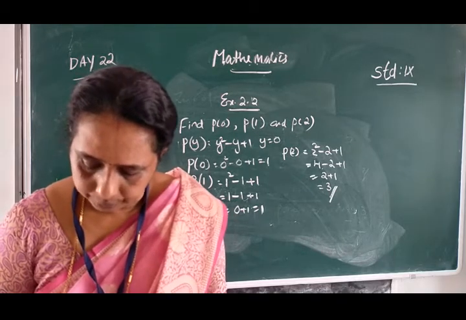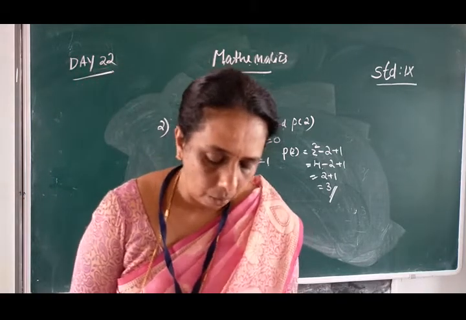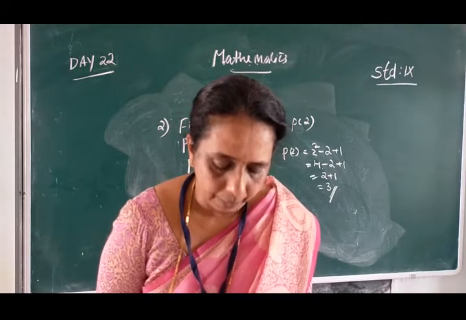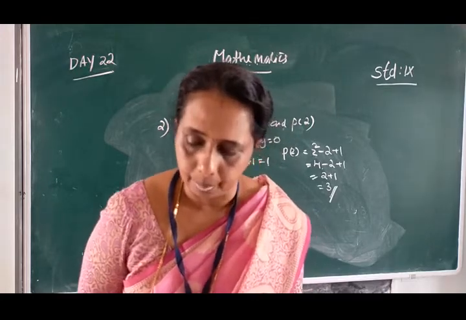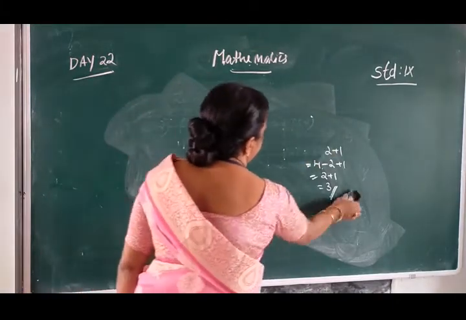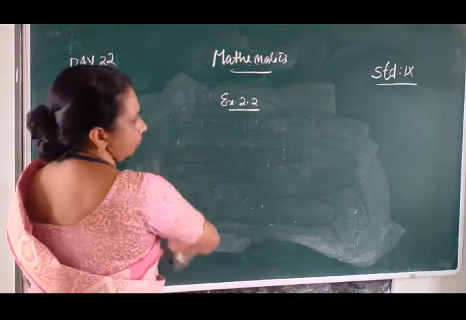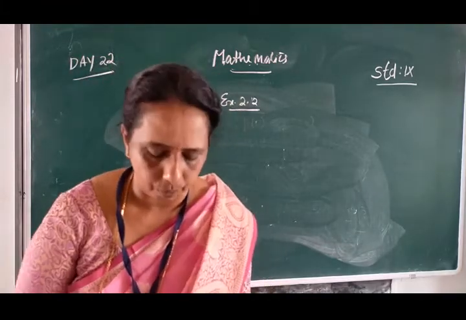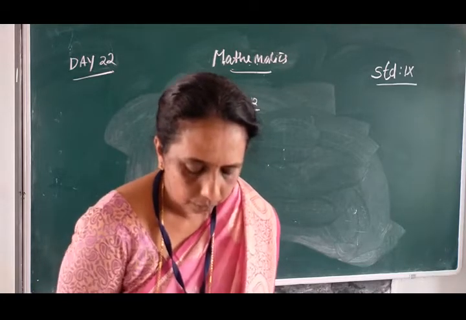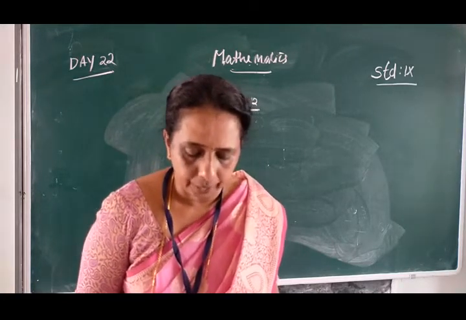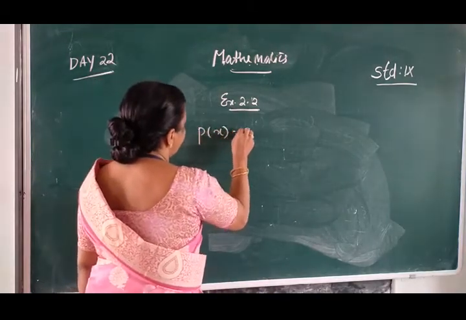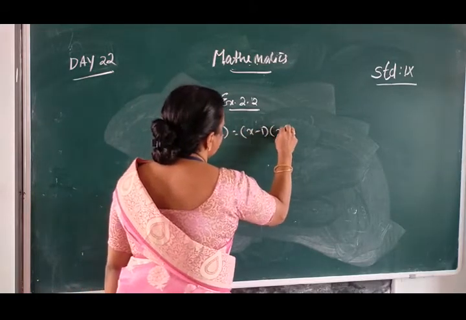Then the second problem and third problem we will do as homework. Then the fourth question. Homework: write at the back side of the notebook. Fourth one, p of x is equal to x minus 1 into x plus 1.